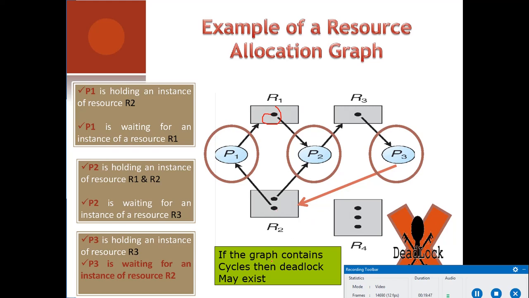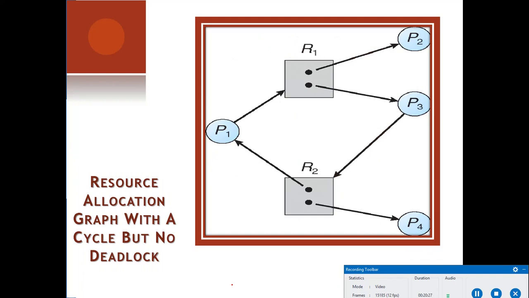So there is a cycle in the graph and hence there is a deadlock. So the first condition that you can use to know whether there is a deadlock or not: if there is no cycle in the graph, no deadlock. If there is a cycle in the graph, then a deadlock may exist. I'm not saying here that there is a deadlock, only that it may exist. In that case, you have to find out whether there is a deadlock or not. In the next slide, I will give you an example where there is a cycle but still there is no deadlock. Alright, so let's see here.